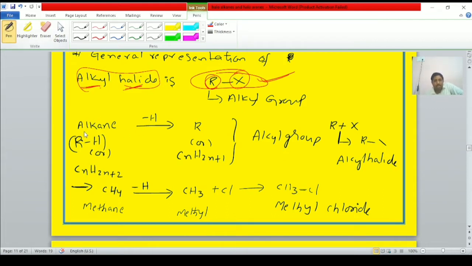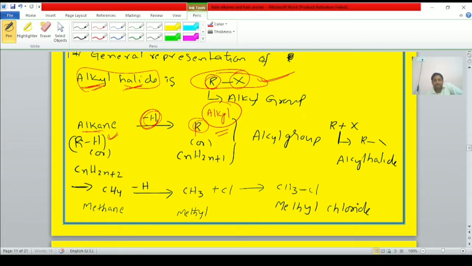Next, students, alkanes lose one hydrogen to form an alkyl group. Remember, students, alkanes lose one hydrogen to form an alkyl group. Simply, the group obtained by the loss of one hydrogen atom from alkanes is known as an alkyl group, because we are using this word alkyl. How is the alkyl obtained, students?